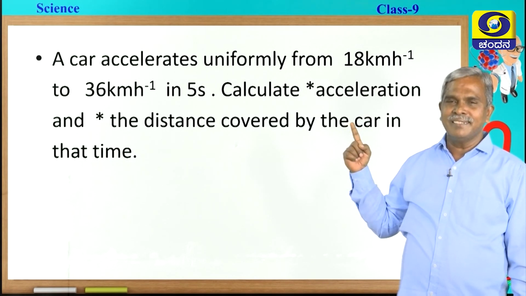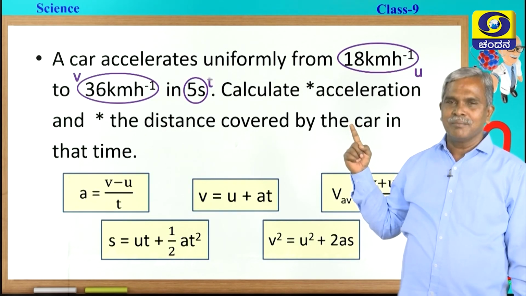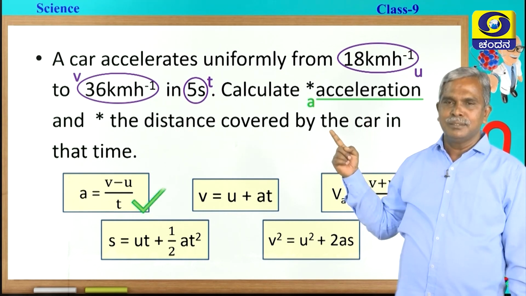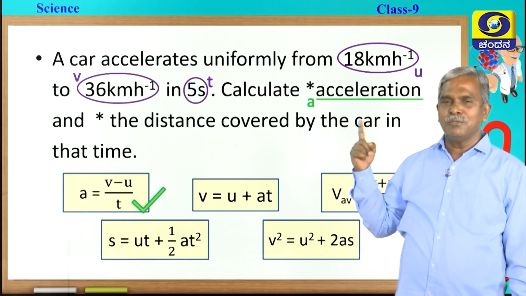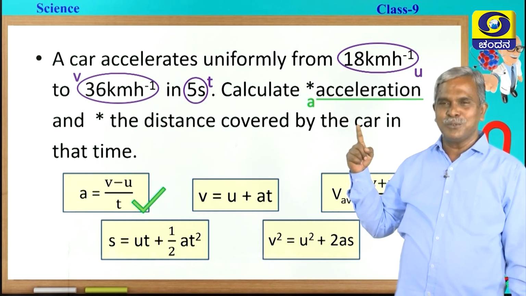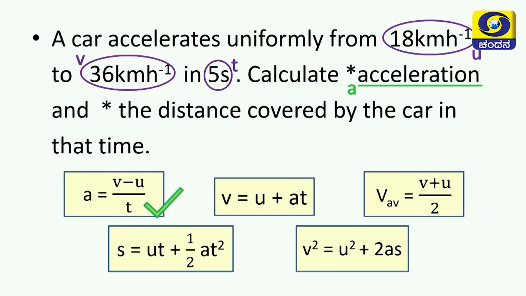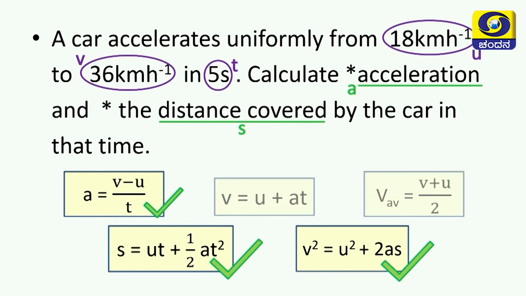Calculate acceleration and distance covered. They had given v, they had given t, and we need to find out a. First you must make use of a is equal to v minus u by t. You should find out a, which you must use to find out the distance. Next, the distance you should find out. So, you can use here s is equal to u t plus half a t square, and even v square is equal to u square plus 2 a s also. If you apply the values for both, you will get the same solution.